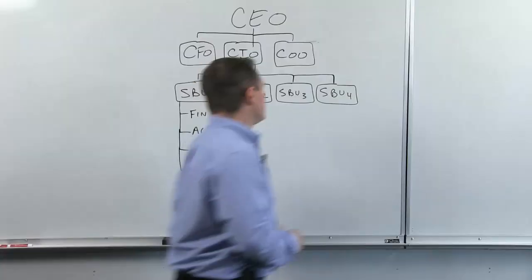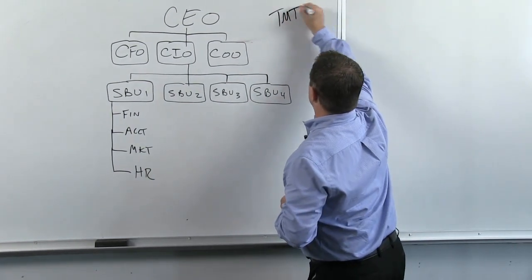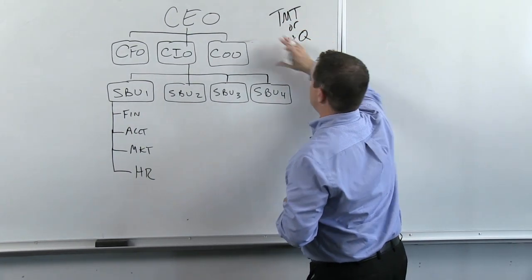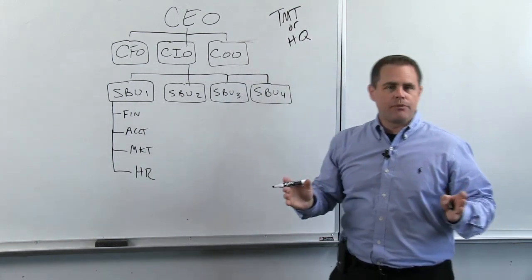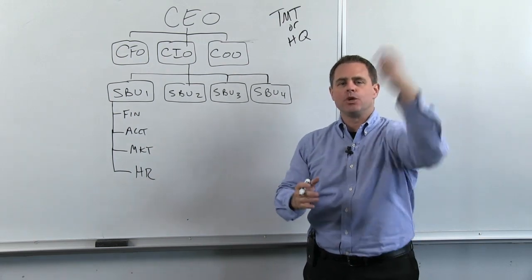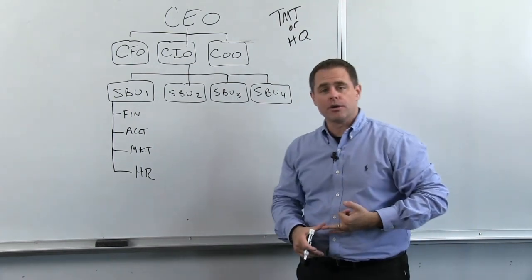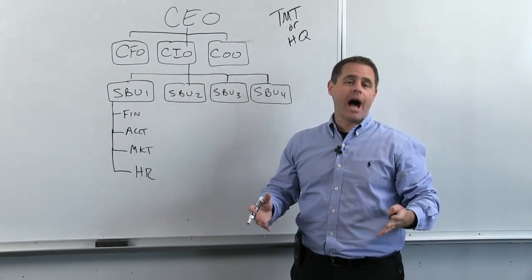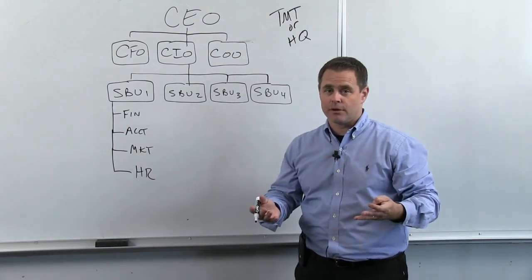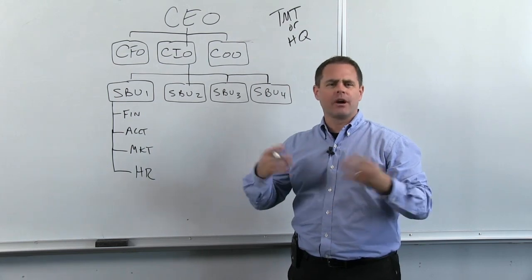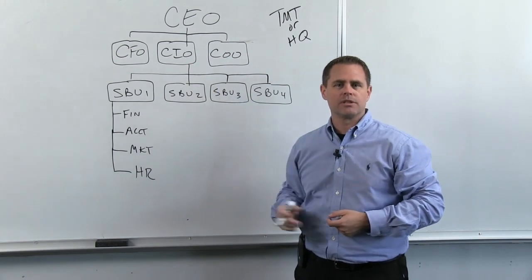So in the M form, what we're going to have is our TMT or headquarters level, okay? And that's going to be the CEO and the CEO's direct reports. And these are going to be the typical kind of top executives that you know of. The CFO, which is the Chief Financial Officer, the COO, which is going to be the Chief Operating Officer, the CIO, which could either be the Chief Information Officer, or the Chief Investment Officer if you're more of a financial firm. And there could be other things at this level. These are just kind of the three typical ones that we would see.